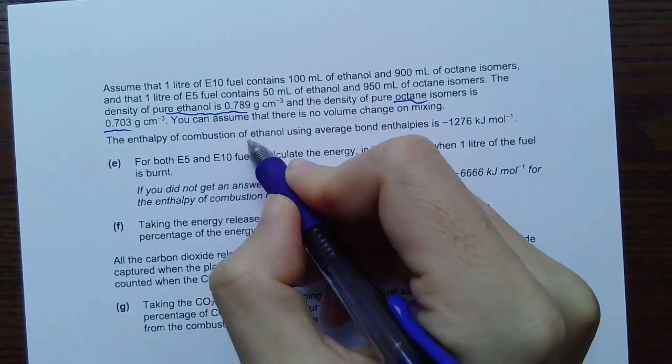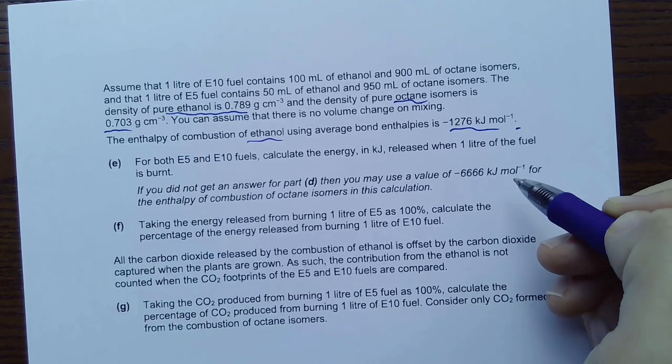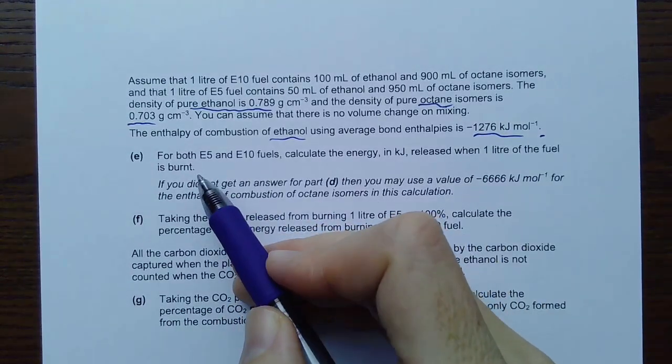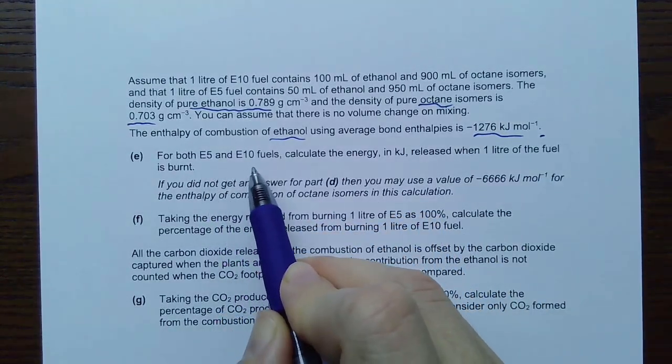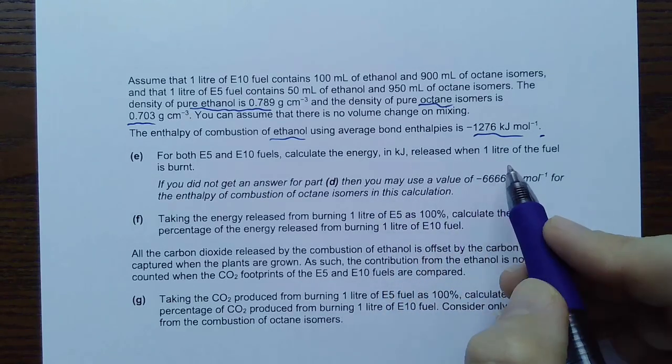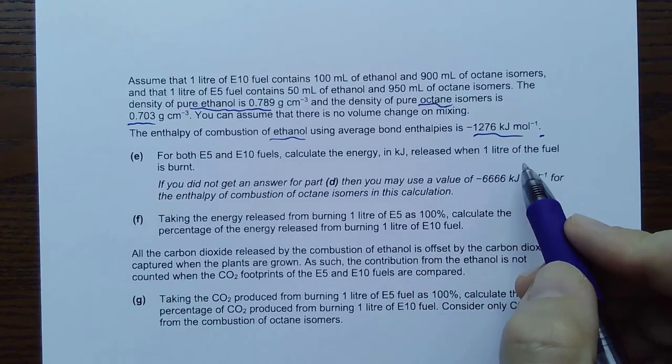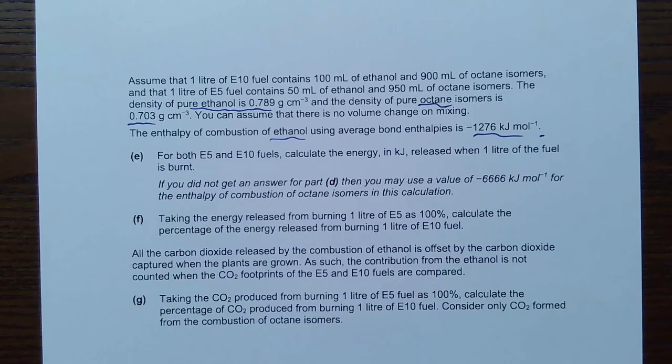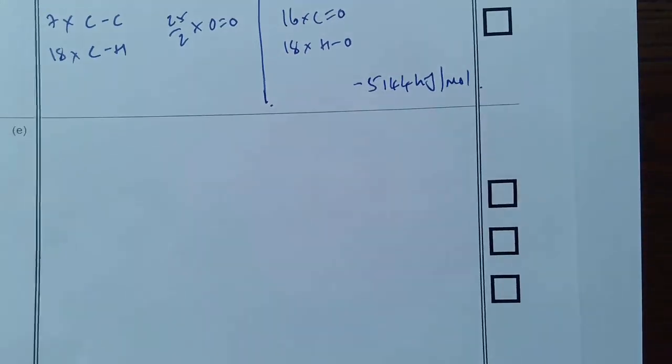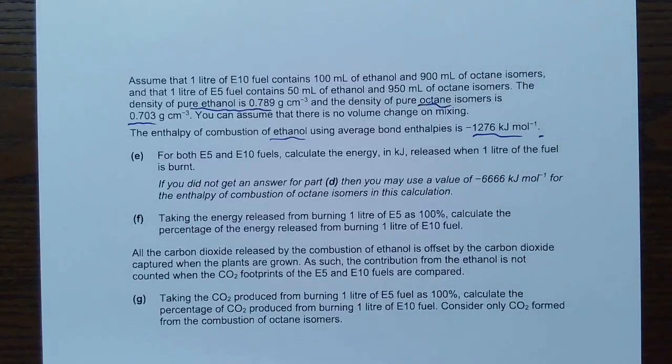And we're given the combustion value for ethanol. And then it is, for both E5 and E10 fuels, calculate the energy in kilojoules released when 1 litre of the fuel is burned. Oof. All right, and you'll see that this calculation is 3 marks, so it's a little bit of an involved calculation. So we're going to think about it nice and logically.